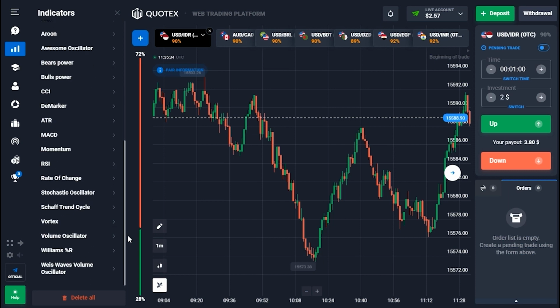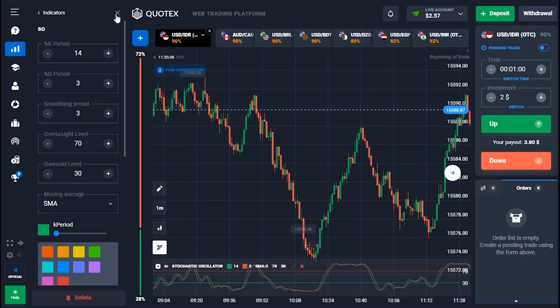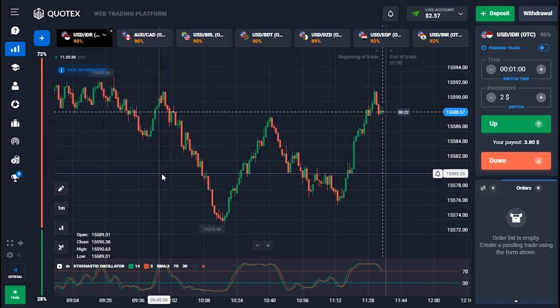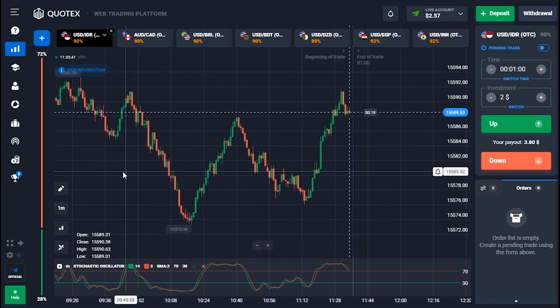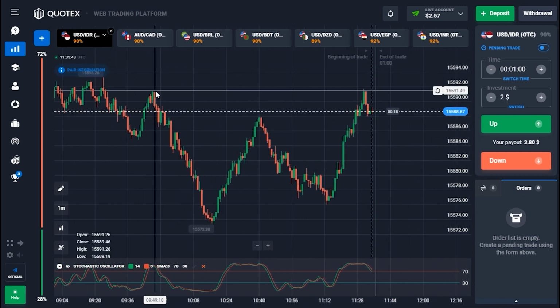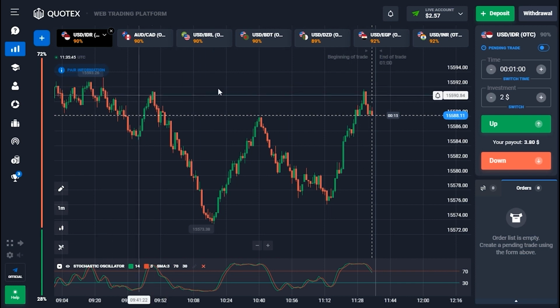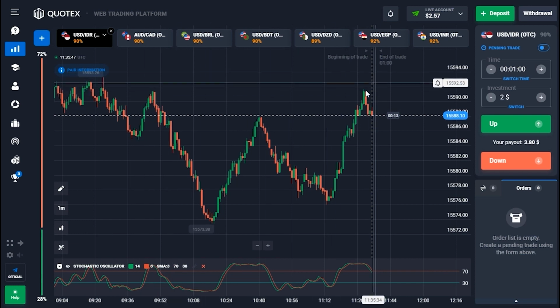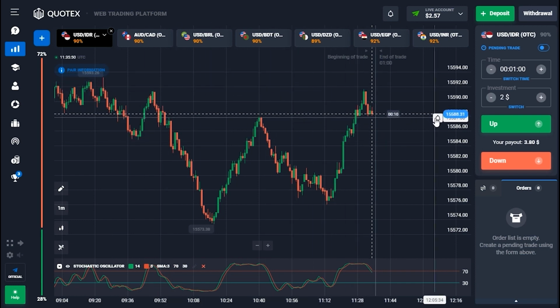I only added a stochastic oscillator to see the dots better. And on this currency pair, we see that the price has reached the resistance level and gone down. And now the price is at the support level, but once it was a resistance level. So my first trade will be here.